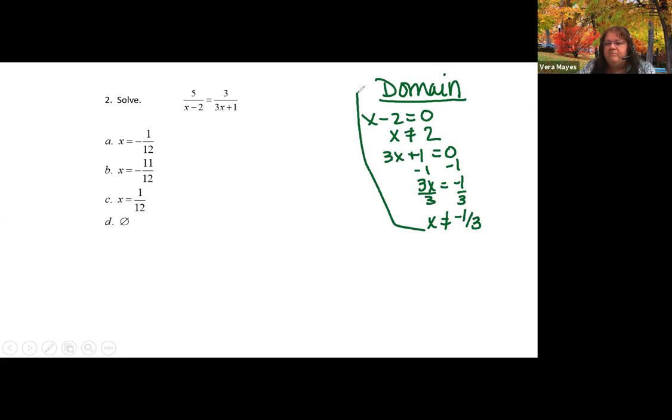So just keeping that in mind off to the side till we get done. And then we just need to make sure after we solve it that none of our answers match these two, and then they'll be good. All right, so any suggestions on how to solve this type of problem? Anybody have a good strategy?